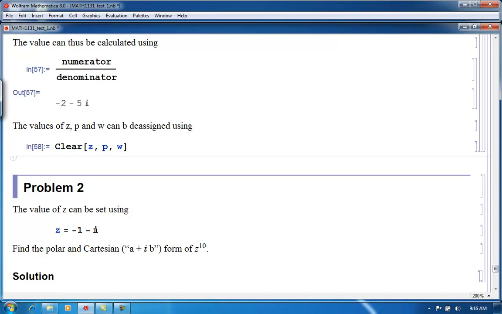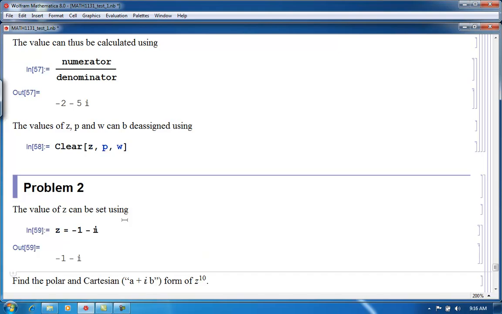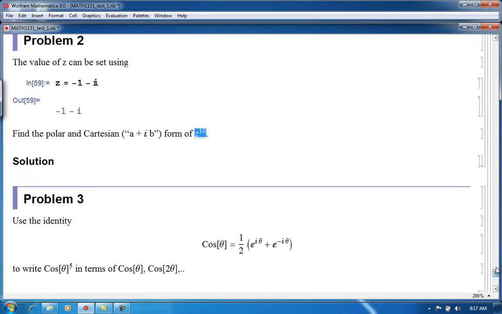Problem 2, we're given this complex number z, 1 minus i, and we're asked to find the polar and Cartesian, i.e. a plus ib, form of z to the power 10. So let's solve that.